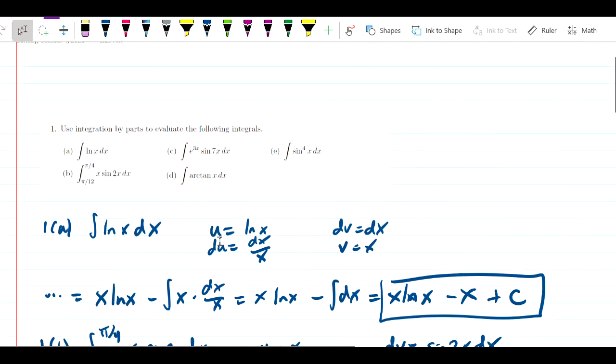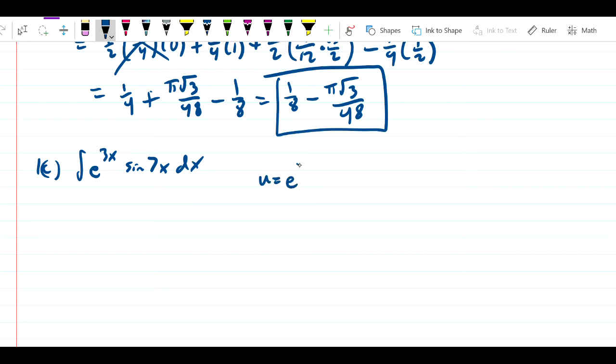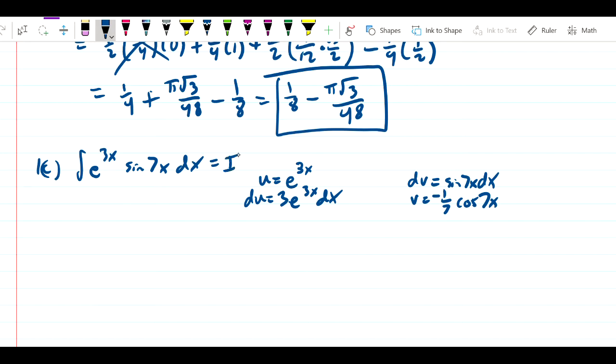1C, integral of e to the 3x sine 7x dx. You can actually start this with u equals e to the 3x or u equals sine 7x. I always start it this way: u equals e to the 3x, dv equals sine 7x dx. So v equals negative 1/7 cosine of 7x, and du equals 3e to the 3x dx. So the given integral, let's just call this I, just to make it simpler, because it's going to appear in the middle of the problem.